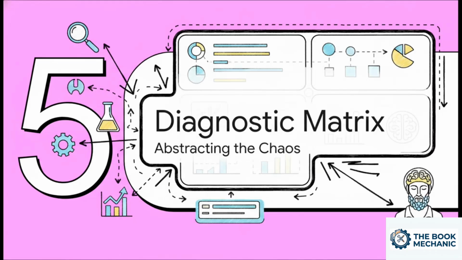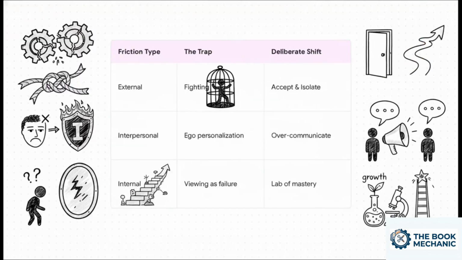This brings us to section 5, the Stoic Diagnostic Matrix. This Stoic Diagnostic Matrix brilliantly abstracts all the chaos we've been talking about. On the left, we've got our friction types. Right in the middle is the trap, and over on the right is your way out, the deliberate shift. Take a good look at this matrix and ask yourself a quick self-reflection question. Which of these three traps, fighting reality, personalizing feedback, or fearing failure, do you tend to fall into the most on the floor? The beautiful thing is, the moment you identify your specific trap, you instantly know exactly which shift to apply.